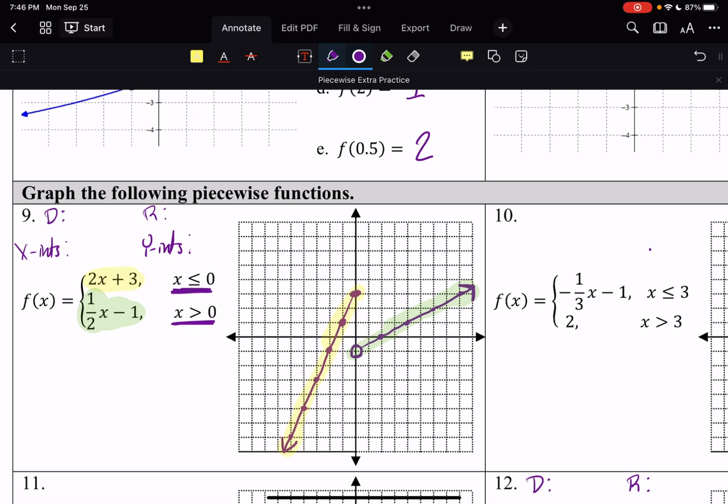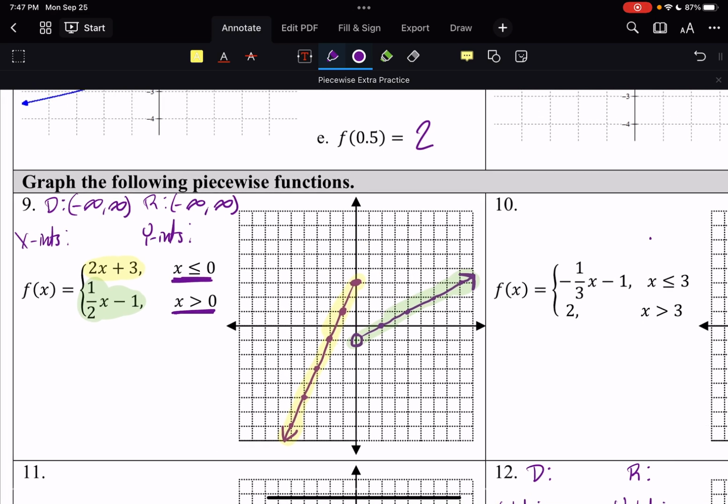So domain and range, again, we can take a look at the graph. The domain has no break, number one. It's defined on all real numbers, so this is going to be -infinity to infinity. And then if I look at my range on my y-axis, it is also going to be from -infinity to +infinity. Okay.